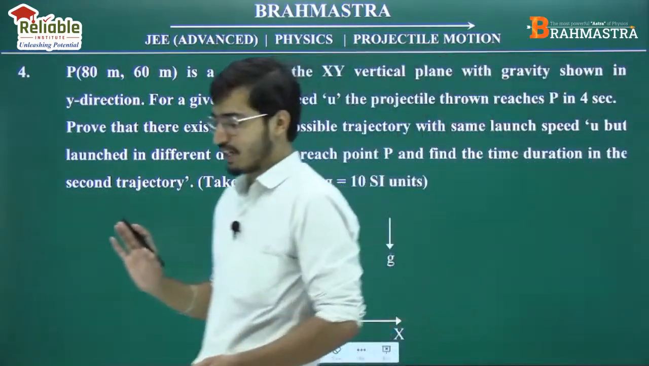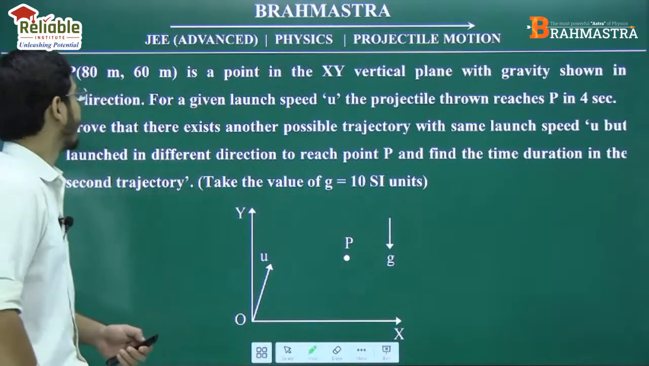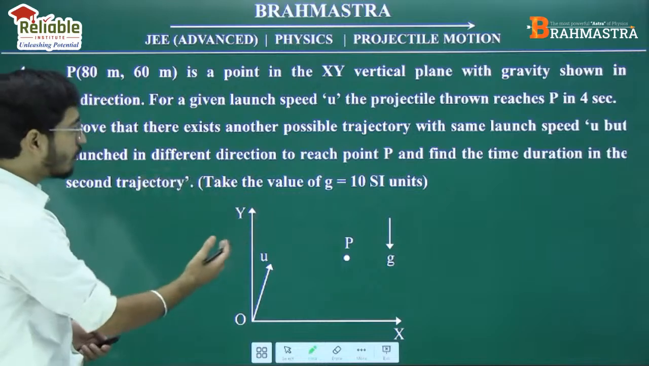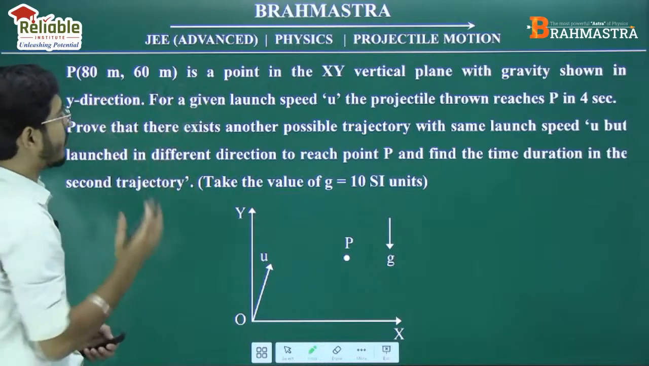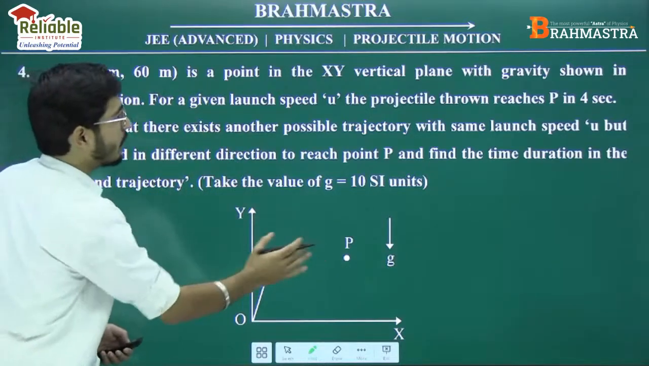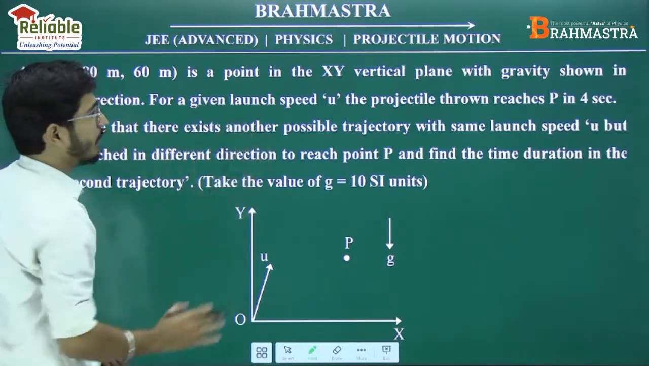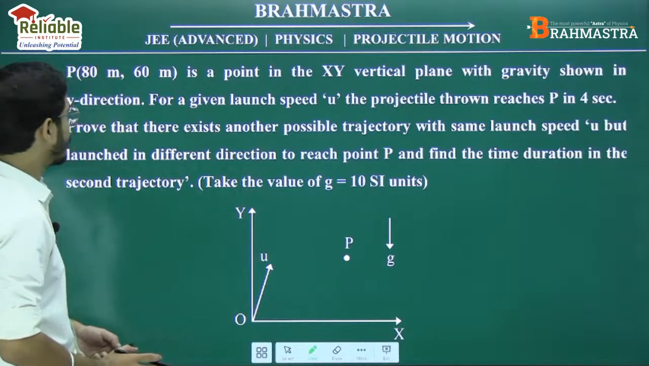Now it is a very nice problem, okay, just read it. There is a point P, the coordinate of the point P is given as 80 and 60, is a point in the xy vertical plane with the gravity shown in the y direction. Okay, fine. For a given launch speed u, the projectile thrown reaches P in 4 seconds.